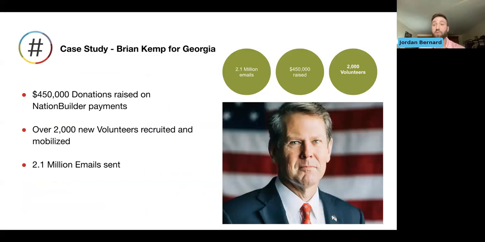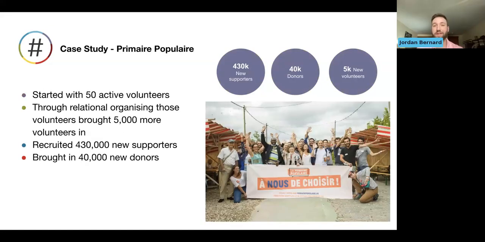The first of which is with Brian Kemp. Brian Kemp is the current governor of Georgia in the United States. And Brian Kemp, while using NationBuilder's tools, was able to send over 2.1 million emails, helped fundraise over $450,000, and helped bring over 2,000 new volunteers who they recruited and then mobilized those individuals direct into action with NationBuilder's tools. And the last element I want to focus on here with NationBuilder is Premier Populaire.